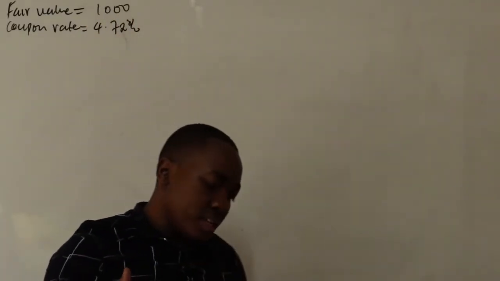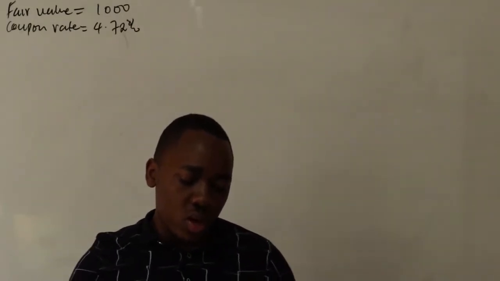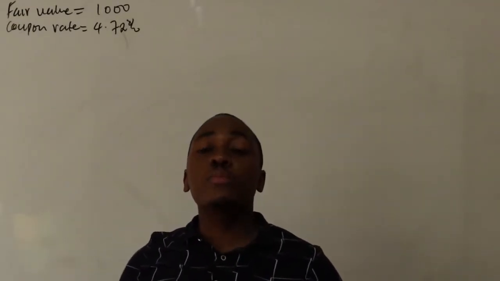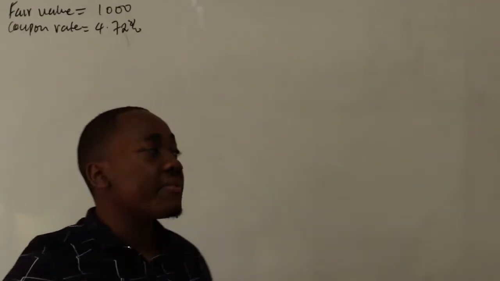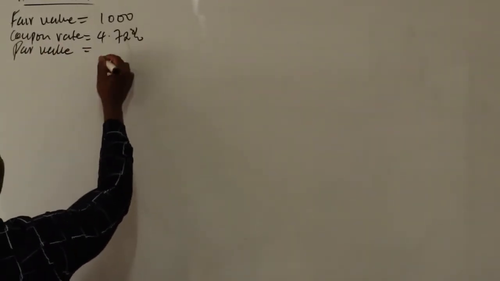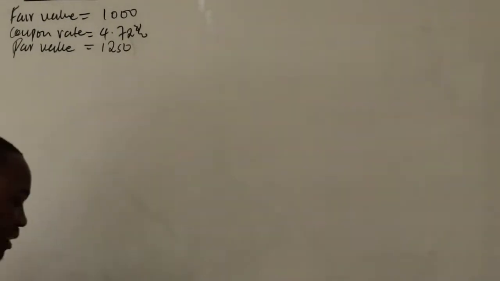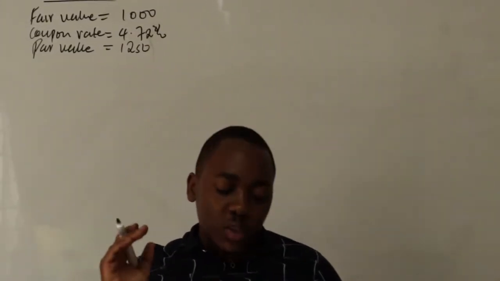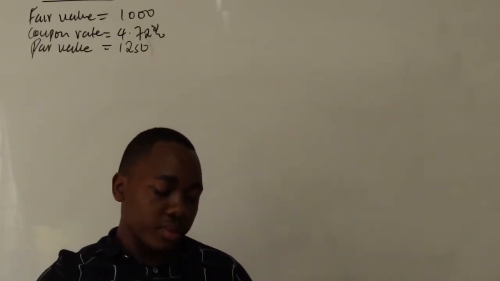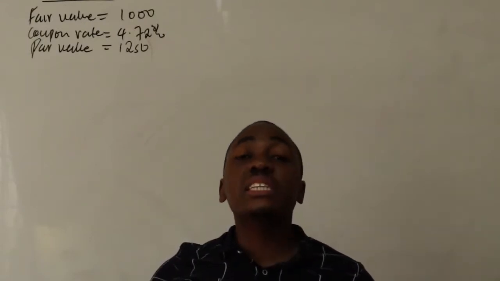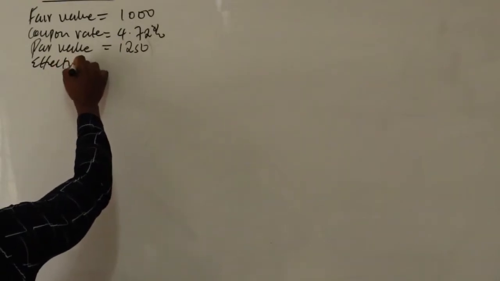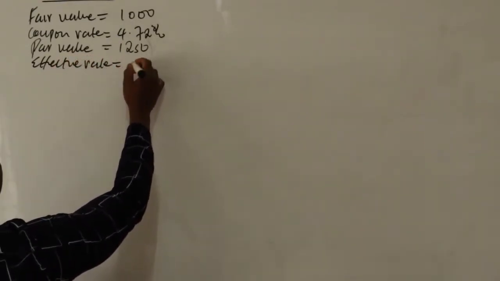That interest on the debt instrument at the rate of 4.72 coupon rate is payable at the end of each year. The instrument has a principal amount or the par value of 1250, payable on maturity. So this means it is a financial instrument payable on maturity. Then you're told that the effective interest rate is 10%.